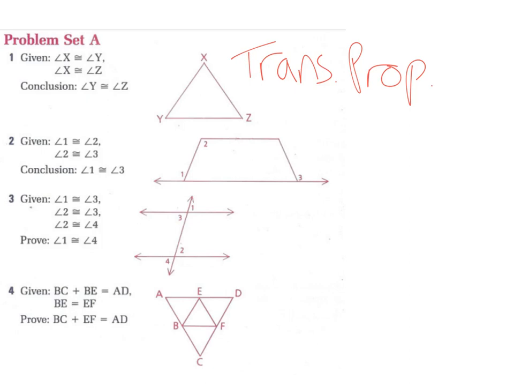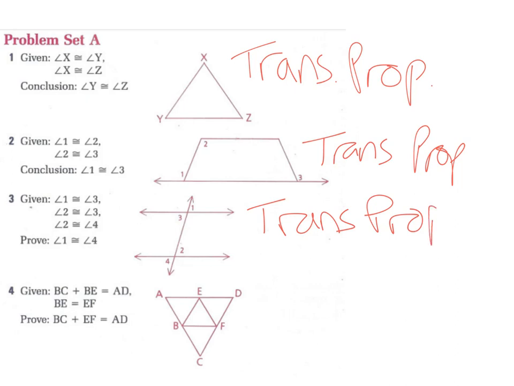Next one, angle 1 is congruent to angle 2, 2 to 3. Once again, transitive property. Substitution would also work here because we're only linking together 2, but take a look at problem number 3. If we got 1 congruent to 3, 3 congruent to 2, and 2 congruent to 4, I can say 1 and 4 are congruent by transitive property.